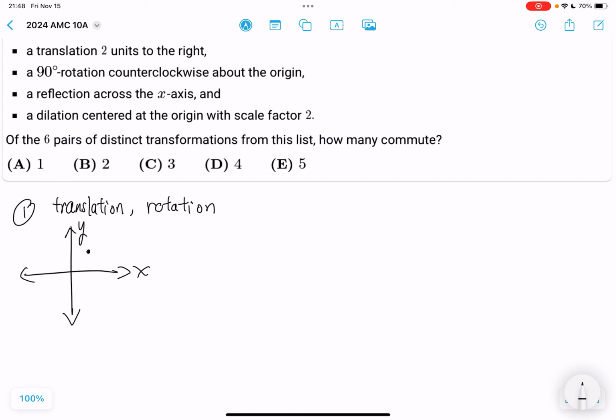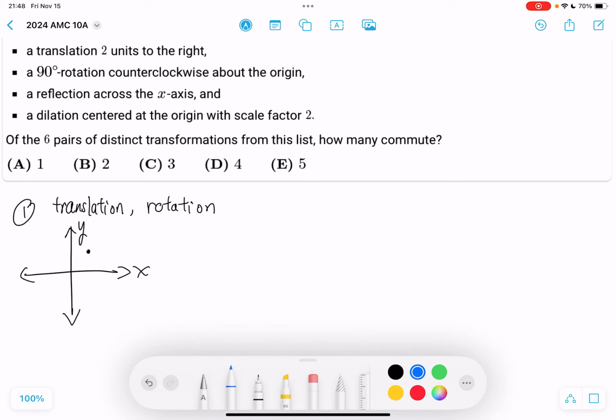So this is point (2, 3), and the first thing you can do is translate it 2 units to the right. If you translate it 2 units to the right, it'll become (4, 3), right? And then you're going to rotate it 90 degrees counterclockwise around the origin. Counterclockwise is this way. You draw a line like this and rotate the point, and you draw a line perpendicular to this line, and these two distances are the same.